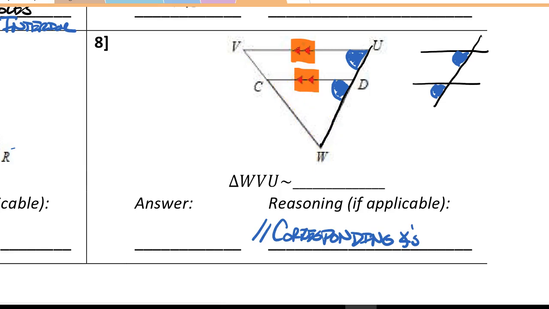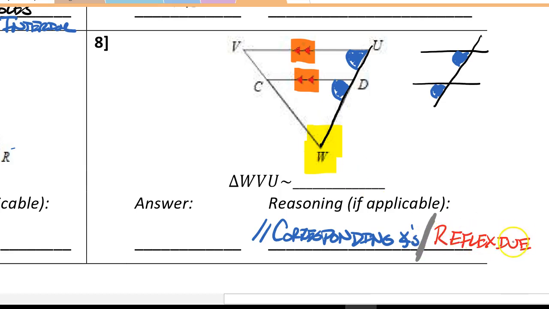I'm going to focus on angle W, as angle W appears in both triangles, meaning that it's congruent to itself via the reflexive property. Usually reflexive we use for triangle congruencies for sides that touched or shared, two triangles that shared a side. We can also do it for reflexive angles. This angle is common to both, so it is congruent to itself, meaning we have two congruent angles, meaning we have angle-angle similarity, meaning that triangle WVU is similar to WCI, angle-angle similarity.